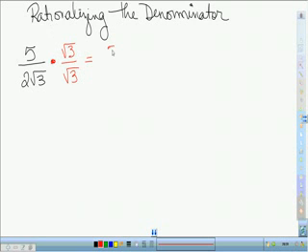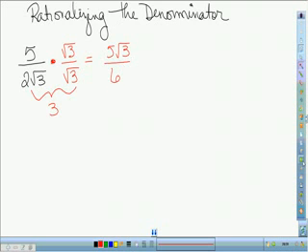5 times the square root of 3 is 5 square root of 3. And here, square root of 3 times square root of 3 is 3. And 2 times 3 is 6. So the answer is 5 square root of 3 divided by 6.